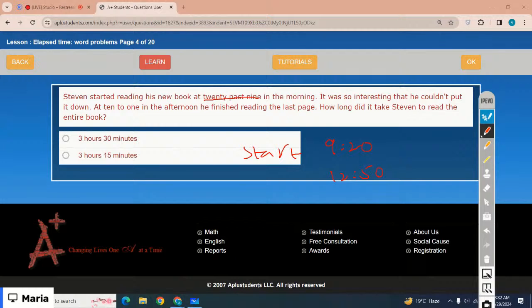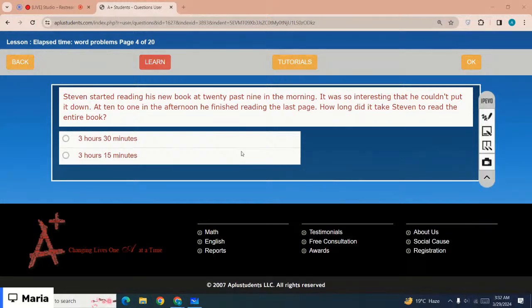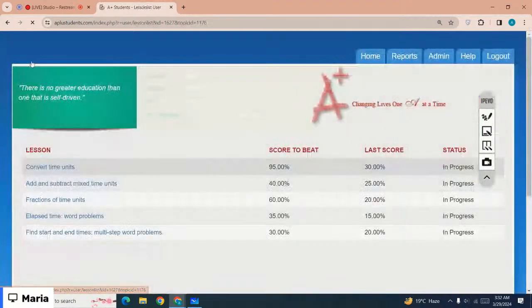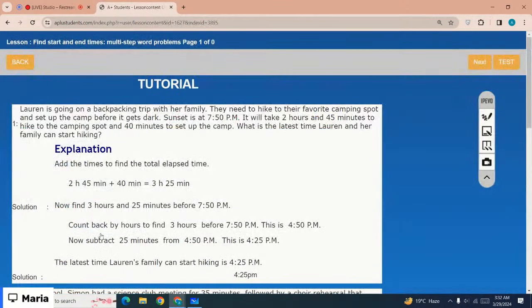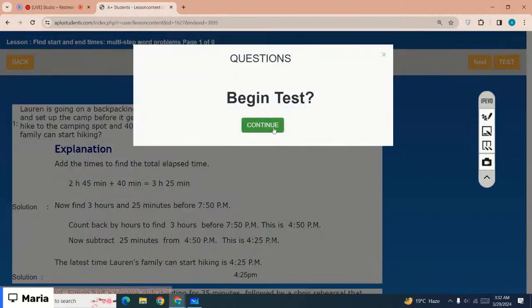The correct option is 3 hours and 30 minutes. Option number 1 is the correct option, right? The correct option is 3 hours and 30 minutes. Okay, you can complete the lesson by yourself later today. Let's just start with the last lesson, that is find start and end time multi-step word problems. So let's just start with the test questions.